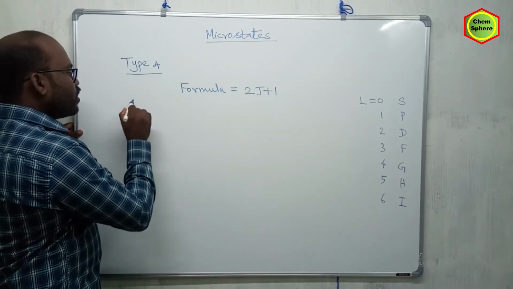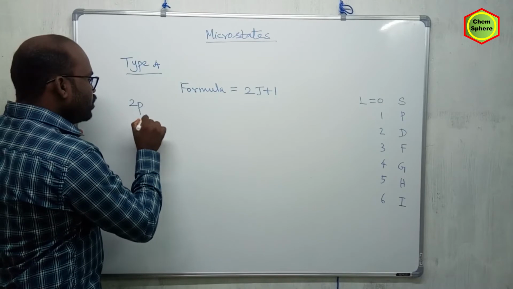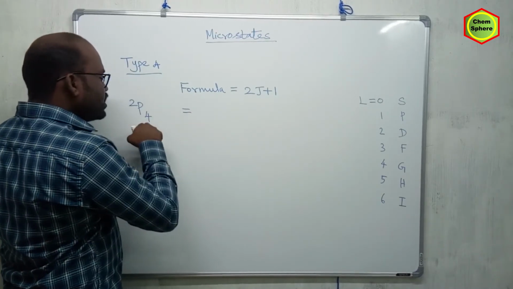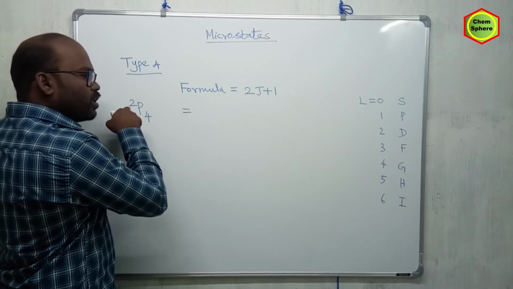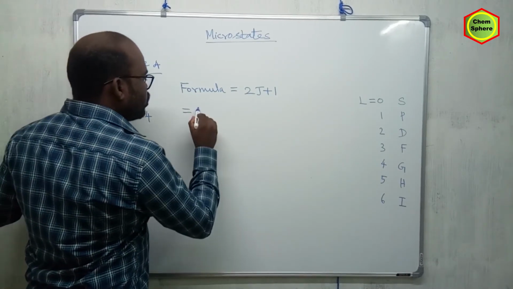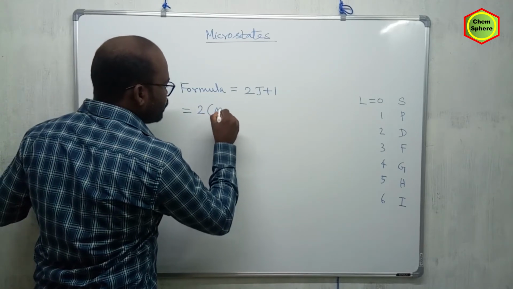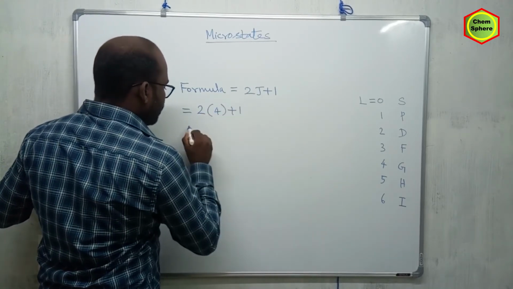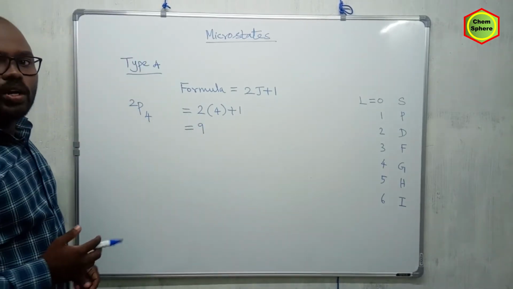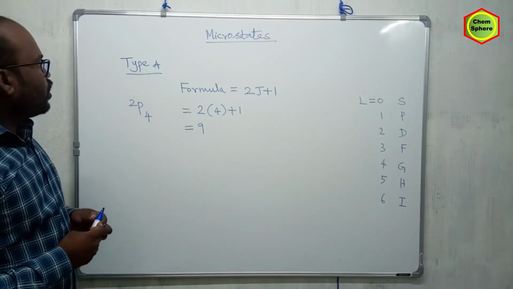Let us take one particular example, doublet P4. When we apply the formula, only the J value we need to take. This is the spin multiplicity, this is the term, and then this is the J value. J value, 2 into 4 plus 1, only 9. So this is the total number of microstates.